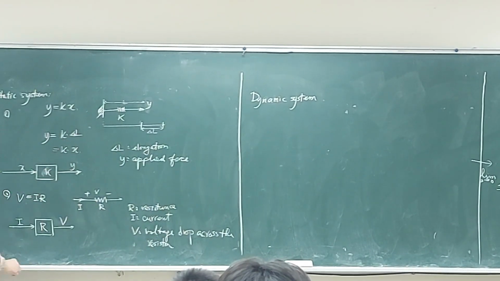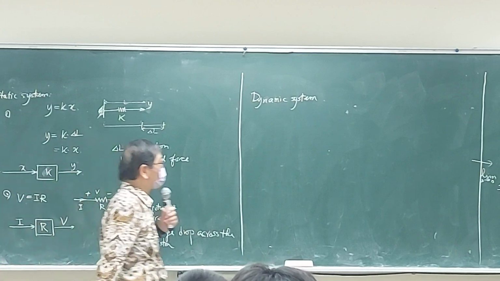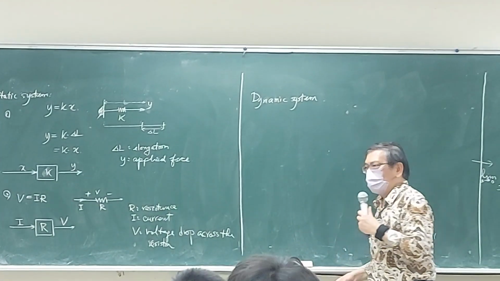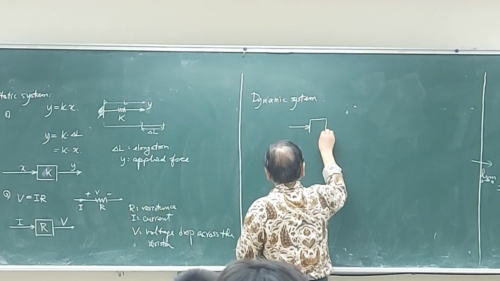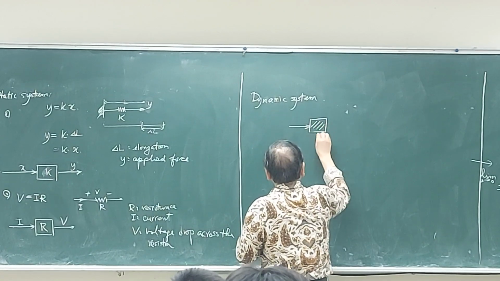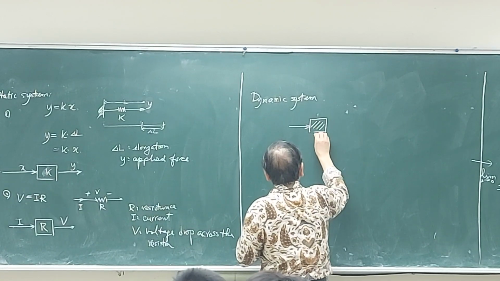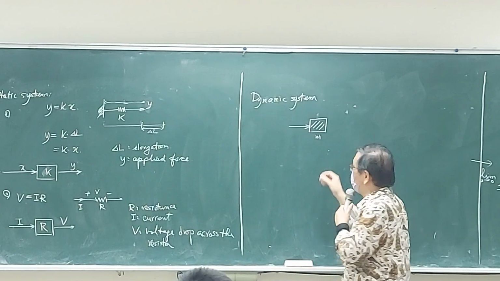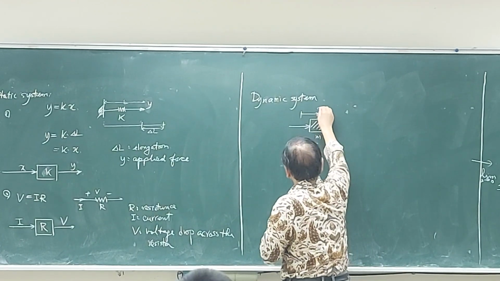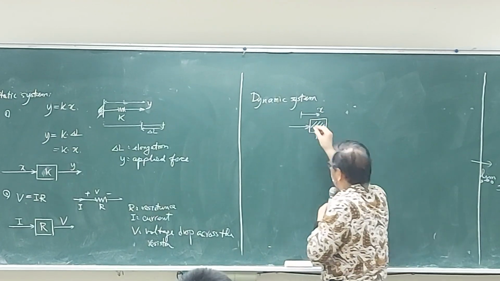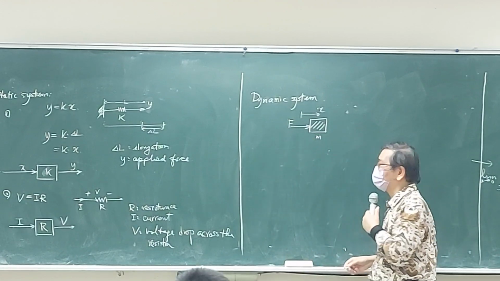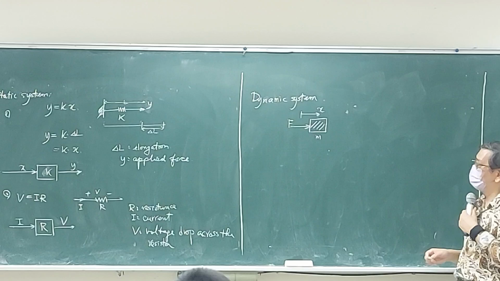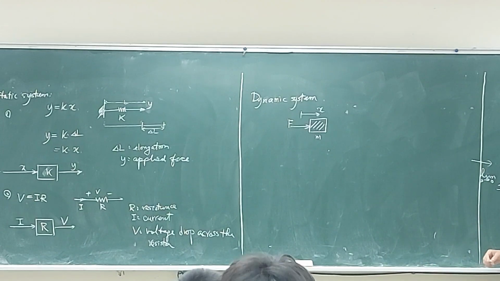All right, now let's consider a very simple dynamic system. Suppose I have a block. The mass is M. And I know the displacement of the block is X. Right? And let's assume I have an applied force F applied on the block. So we can write down the equation of motion, right?